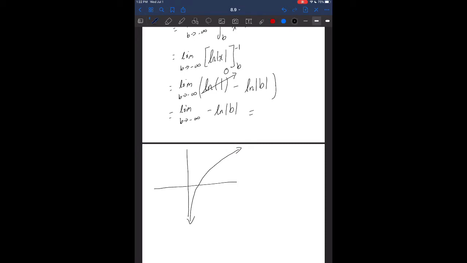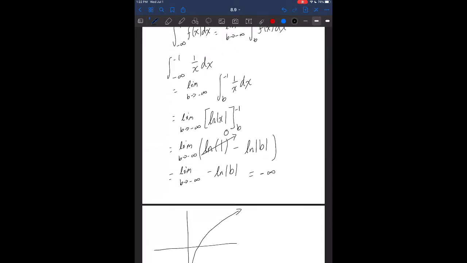So this limit is actually going to be equal to negative infinity. The negative comes from the negative in front of the natural log of b here. And so we say that this integral is going to diverge. It's not going to be equal to some real number. It's equal to negative infinity in this case. So in this case, we do have an infinite width, but we also have an infinite area to go along with this infinite width.